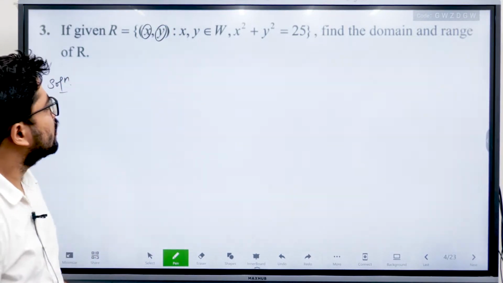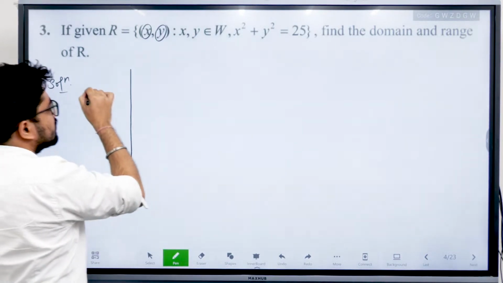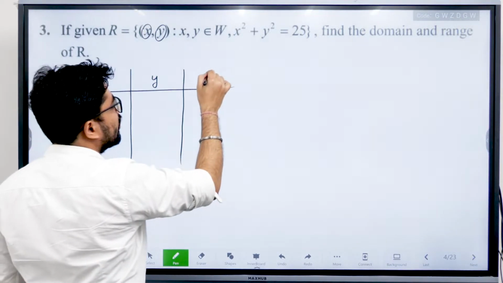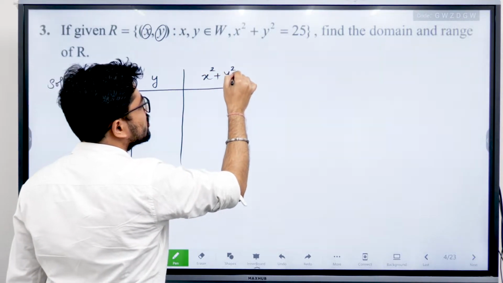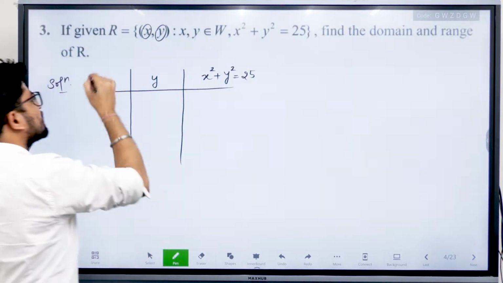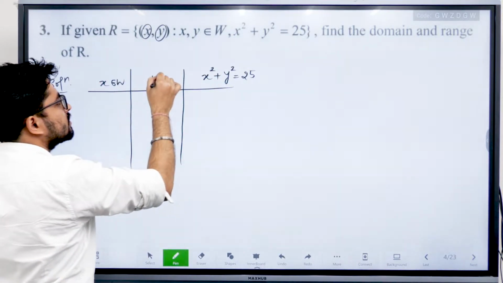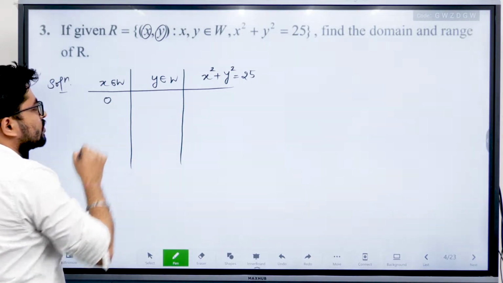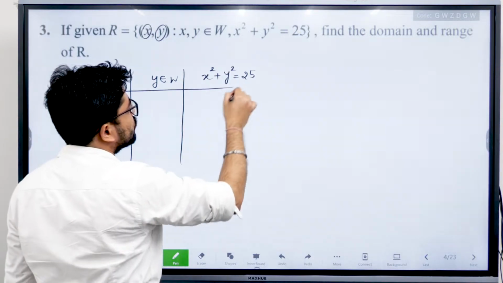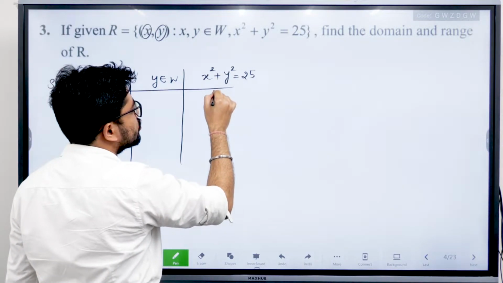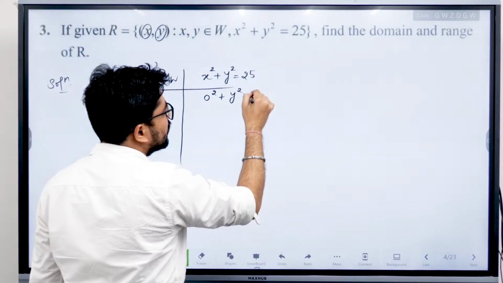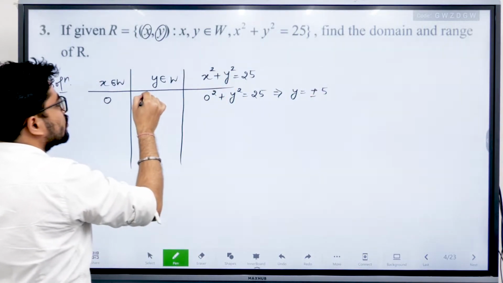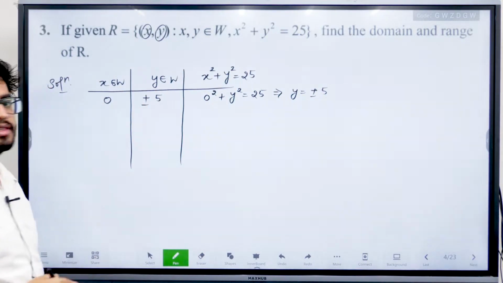This one, y. So if you make a table like this, with x and y, we have one piece of information about x and y, that is x² + y² = 25, and x and y are whole numbers. So if we choose x = 0, which is your first whole number, then 0² + y² = 25, and from here you can conclude y = ±5. So you can put here y = ±5.